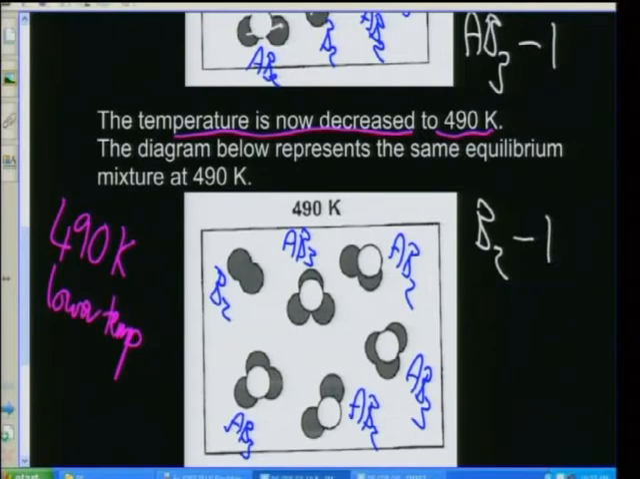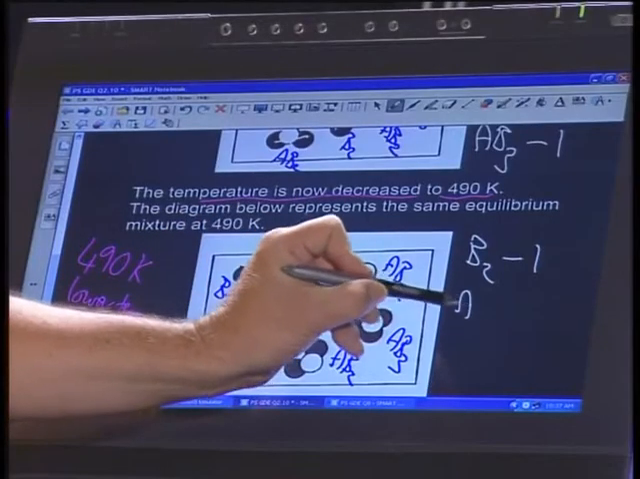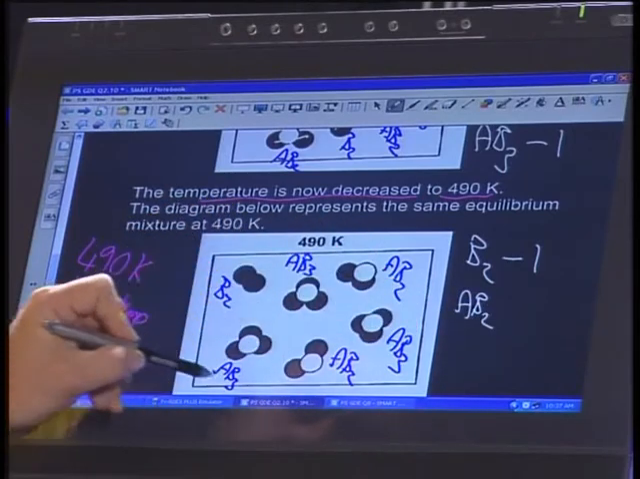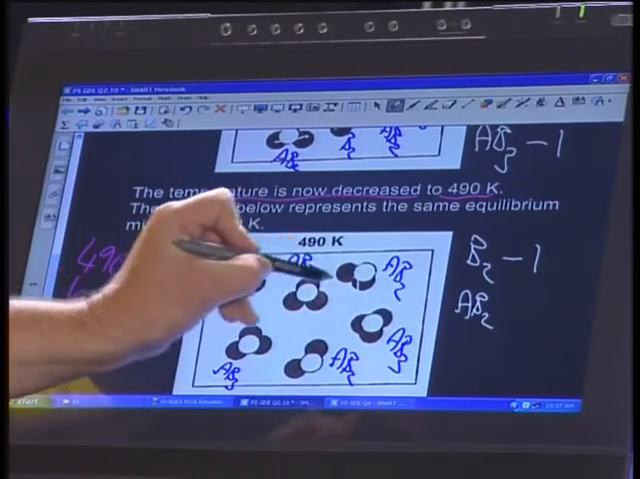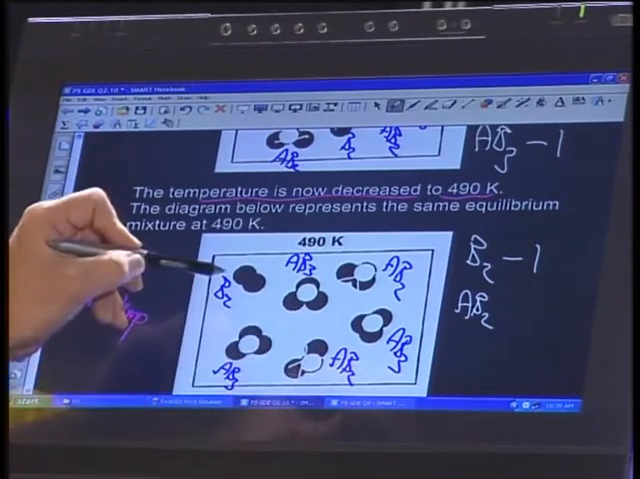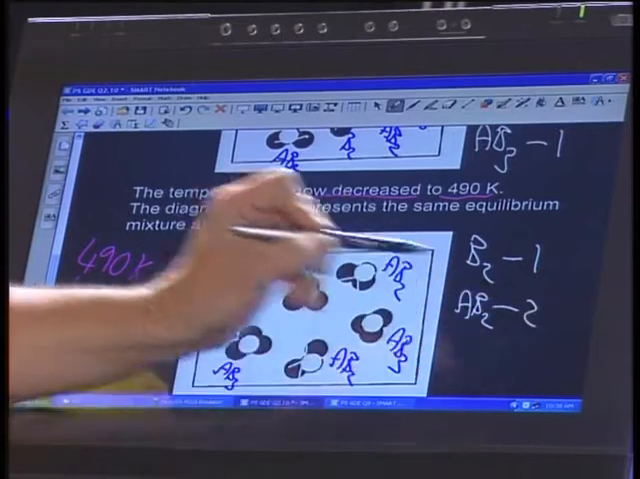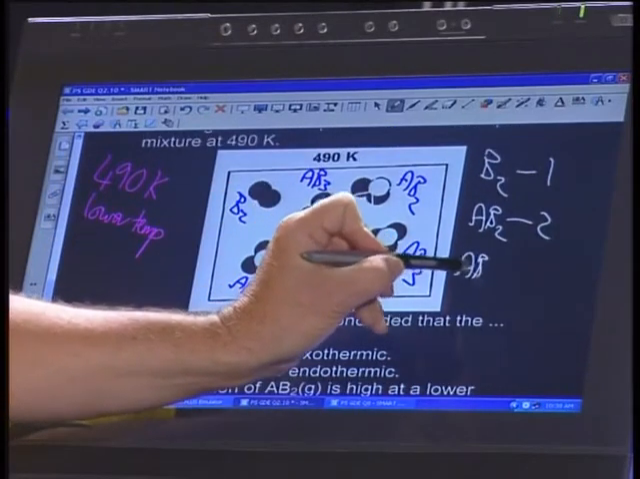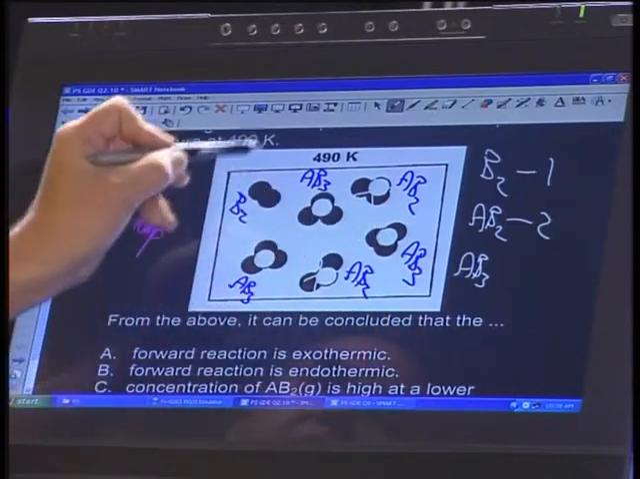And of the AB2, 1, let's cross it out when we've done it. AB2, there's another one, so that's 2. So we've got 2 of those, but the big difference is of AB3. I think that one is the conclusive one.